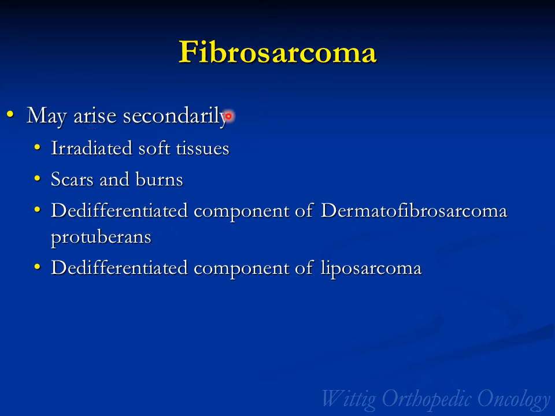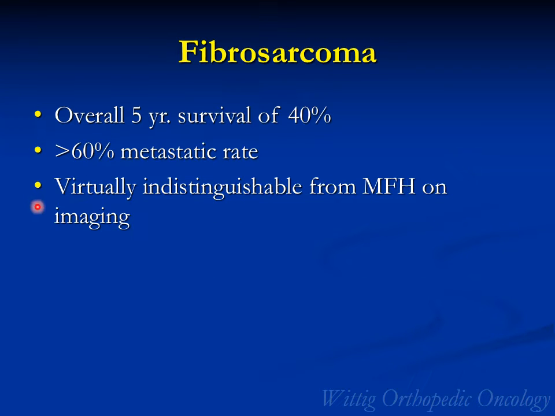Fibrosarcomas can arise secondarily from other causes or from specific other disease processes. Irradiated soft tissues can be a source of fibrosarcoma. Scars and burns can be a source of fibrosarcoma development. It can be a dedifferentiated component of a dermatofibrosarcoma protuberans and a dedifferentiated component of a liposarcoma. The overall 5-year survival of a fibrosarcoma is 40%. It's got a greater than 60% metastatic rate, and it's virtually indistinguishable from a malignant fibrous histiocytoma on imaging.